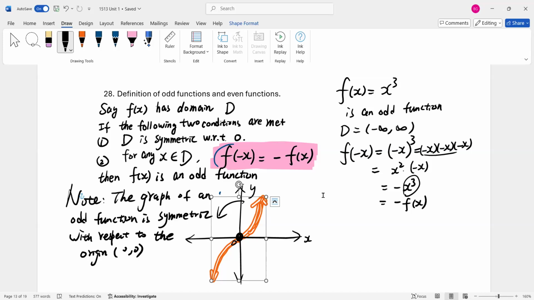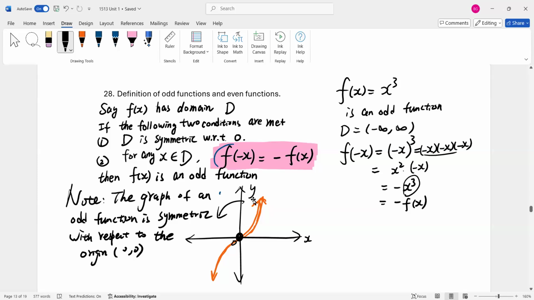So here I want you to know those characteristics of an odd function. For an odd function, one, the domain has to be symmetric. Two, this condition has to be met algebraically: f of negative x equals negative f of x. Three, graphically speaking, the geometric significance of an odd function is that the graph of the function is symmetric with respect to the origin.